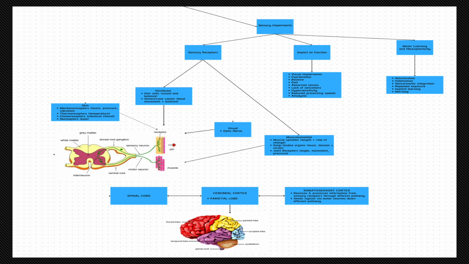With this damage to mechanoreceptors, thermoreceptors, chemoreceptors, nociceptors, and optic nerves, it can severely impact an individual's function. They can experience visual impairments, problems with coordination, balance, and gait. They can have abnormal senses, a lack of sensation, hypersensitivity, reduced processing speeds, and allodynia.